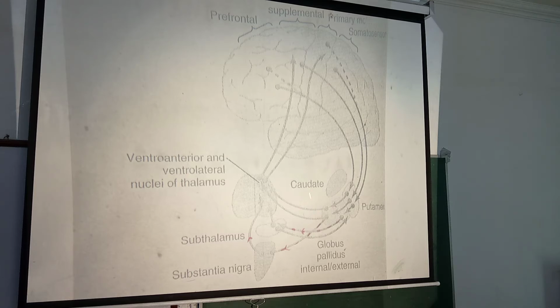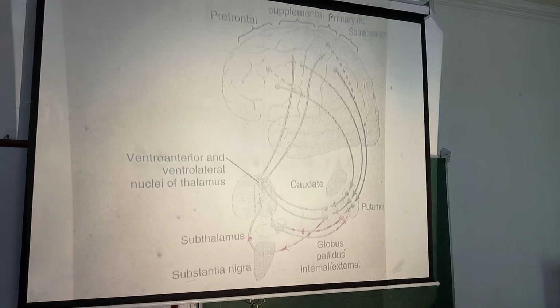Now there are some additional connections of the putamen circuit. From globus pallidus, fibers go to substantia nigra, then to the thalamic nuclei, ventro-anterior and ventral-lateral nuclei, and from here to the cerebral cortex.